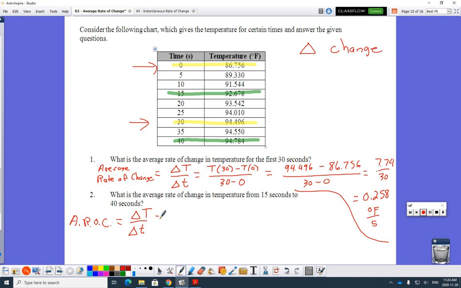So to find the change in temperature, does anyone want to take a shot at it? What would you write in here using our function notation instead of y2 minus y1, x2 minus x1? Not that I have a problem with that. What are the two times we got to deal with here? 40 and 15. So the top is going to be temperature at 40 minus temperature at 15 over 40 minus 15. And I just plug them in. 94.784 subtract 92.678 over 40 minus 15.